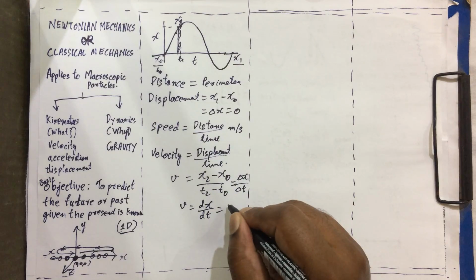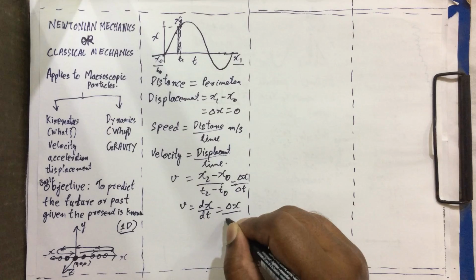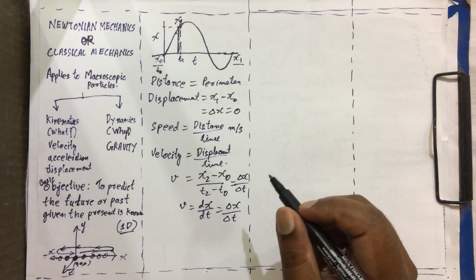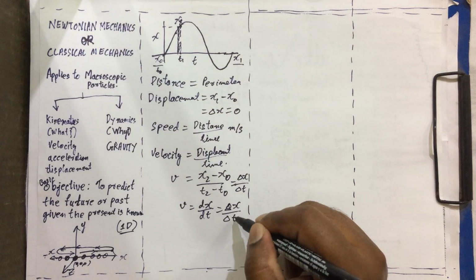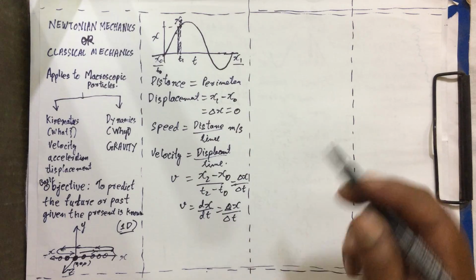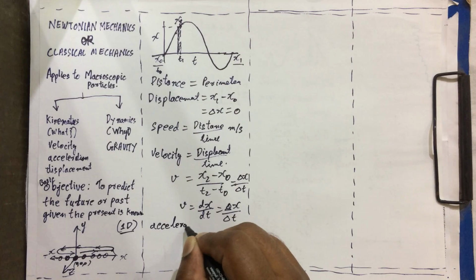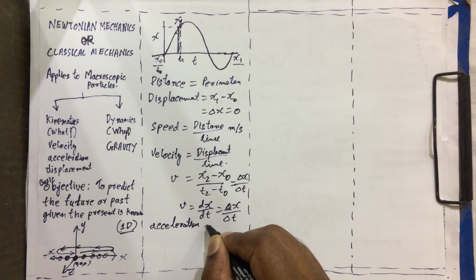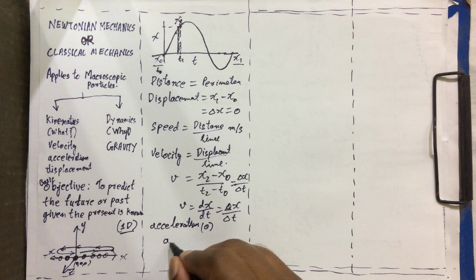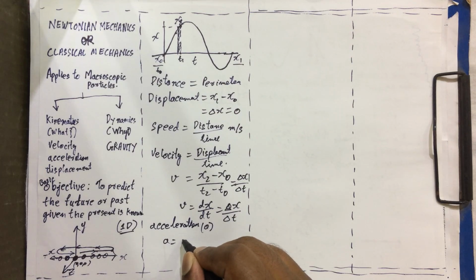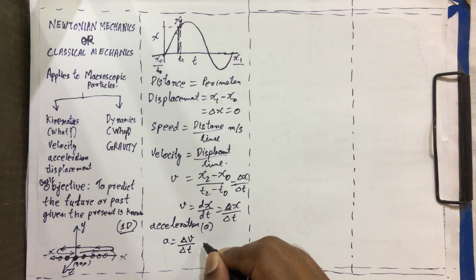But for our case, since we are only dealing with algebraic equations, we'll consider delta x by delta t. There is another concept called acceleration, denoted by a, which is the rate of change of velocity with respect to time.